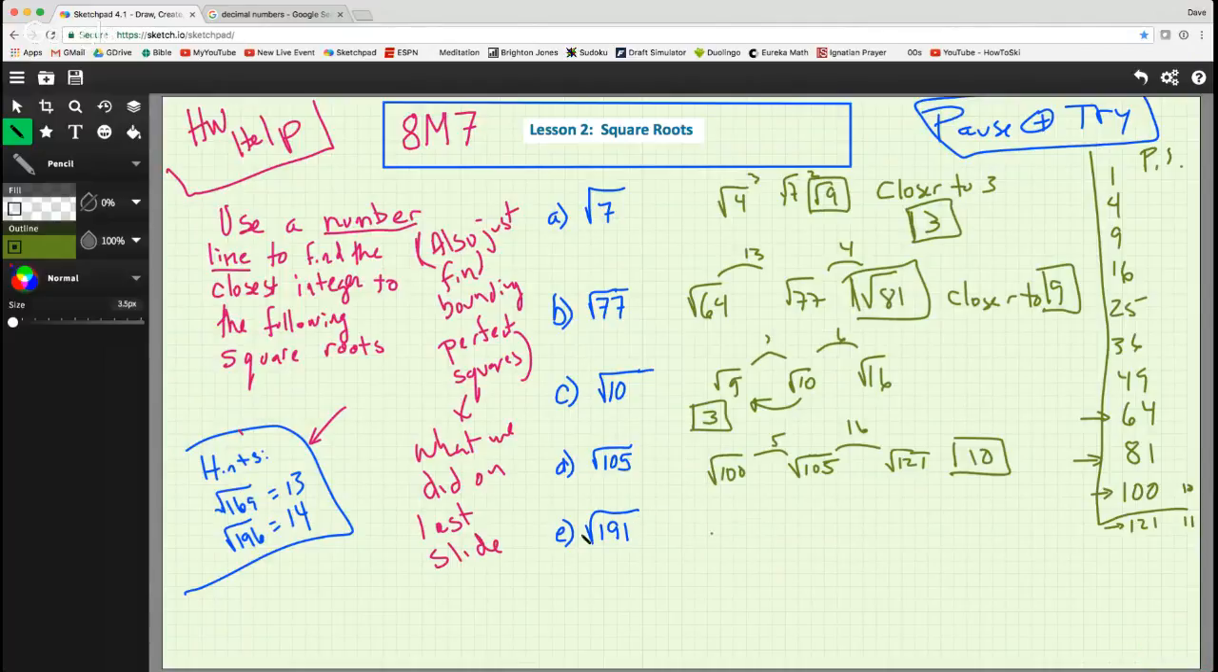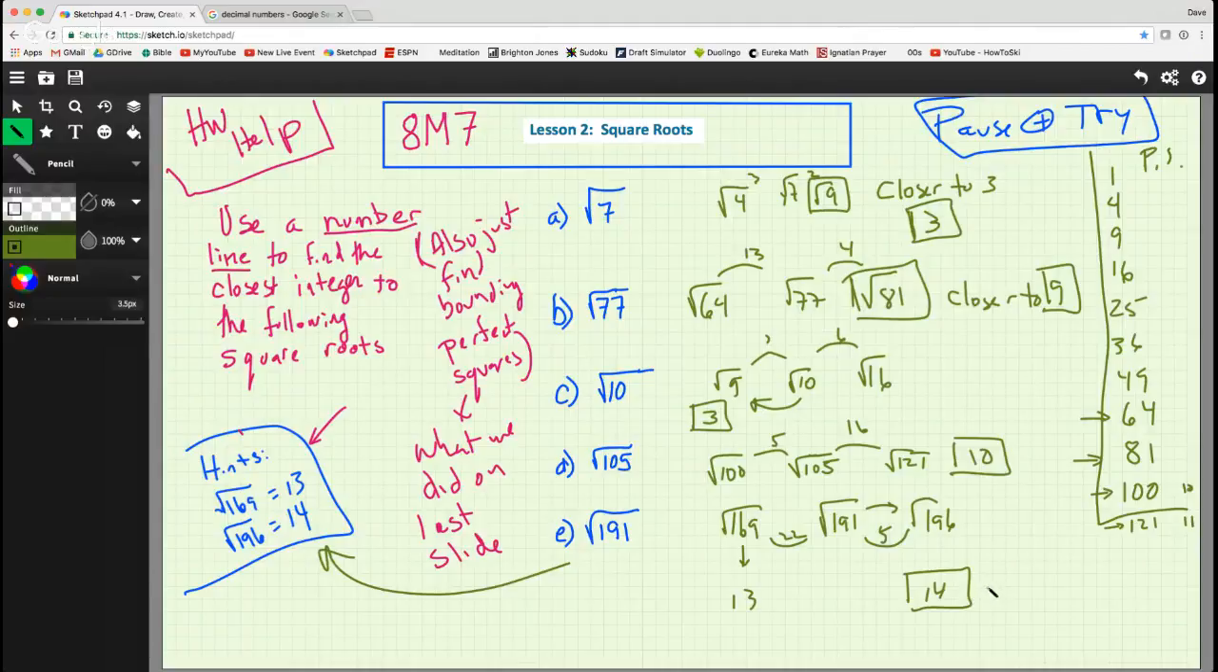And 191, let's see. Well, I'm going to go over here and use my hint. I say, well, 169, that's 13. And then 14 is the square root of 196. 191, this is 5. And this is, I don't know, 170, this is 22. So it's closer to 14. Closer to the square root of 196. So it's closer to 14.